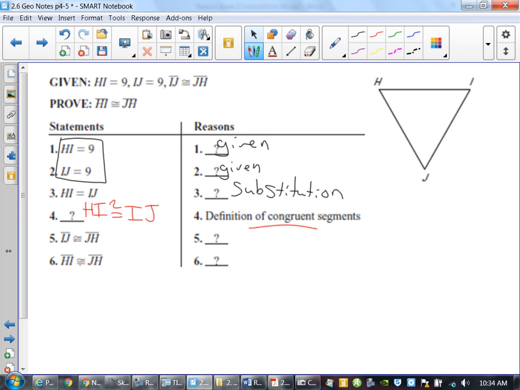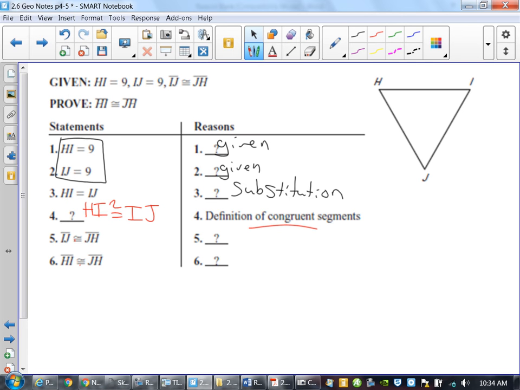Also, notice how technically you're supposed to have a bar over the segment when they have congruency. Do I care? No. I do. But no, I really don't. I'm happy you wrote down the right part. That makes me happy.